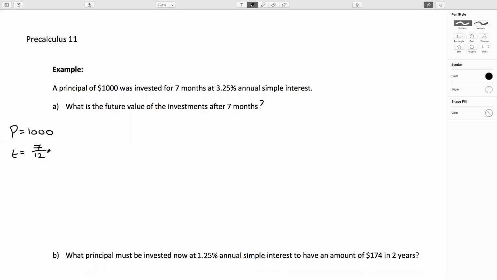And remember, we're doing this because interest rate is usually given in terms of years. 7 over 12 is the fraction of a year that we've saved for. We have an interest rate of 3.25%, so R equals 0.0325. That's 3.25% divided by 100. And we need to solve for A, our future value. So we can use whatever formula we want. Let's start out with the second one. A equals P plus PRT.